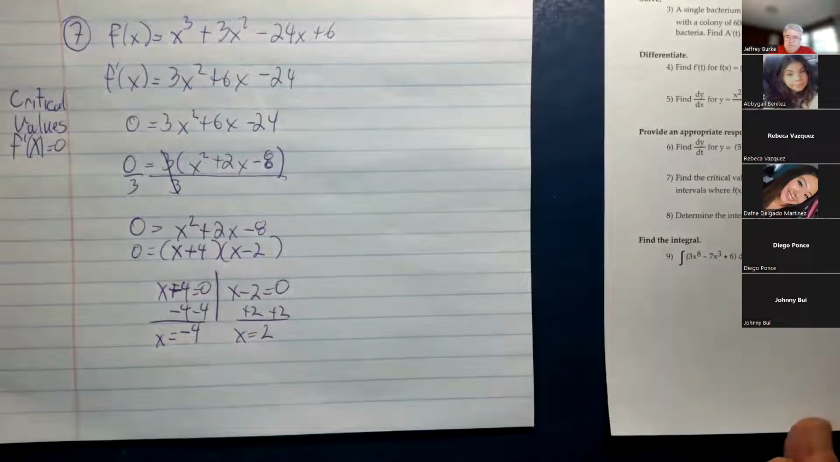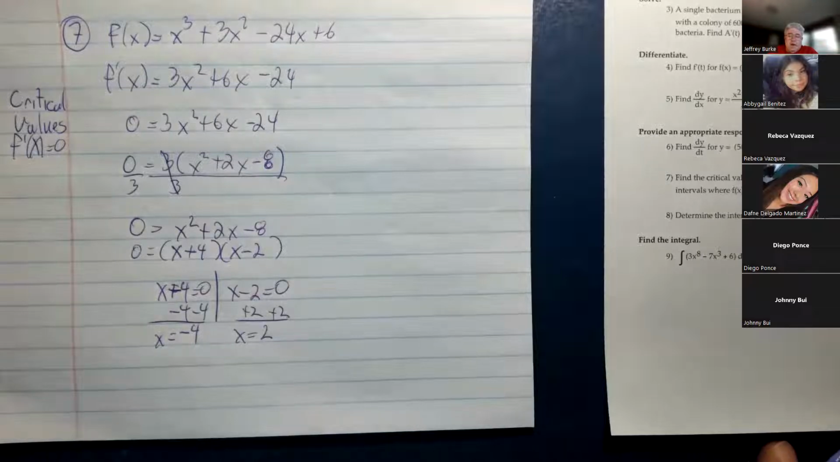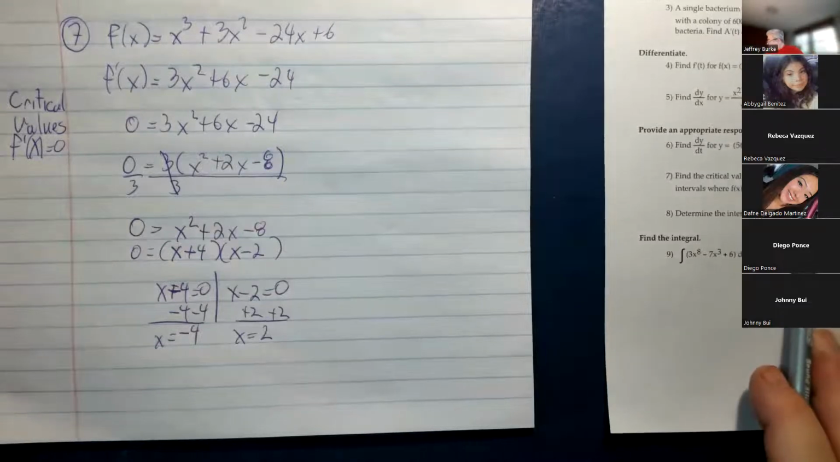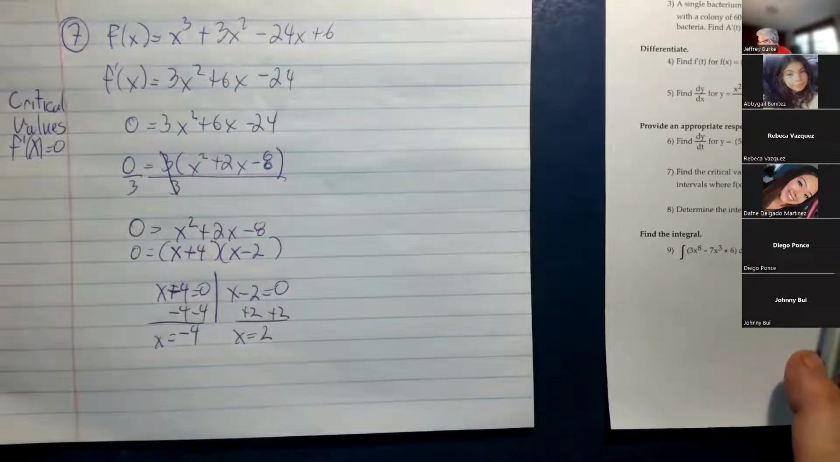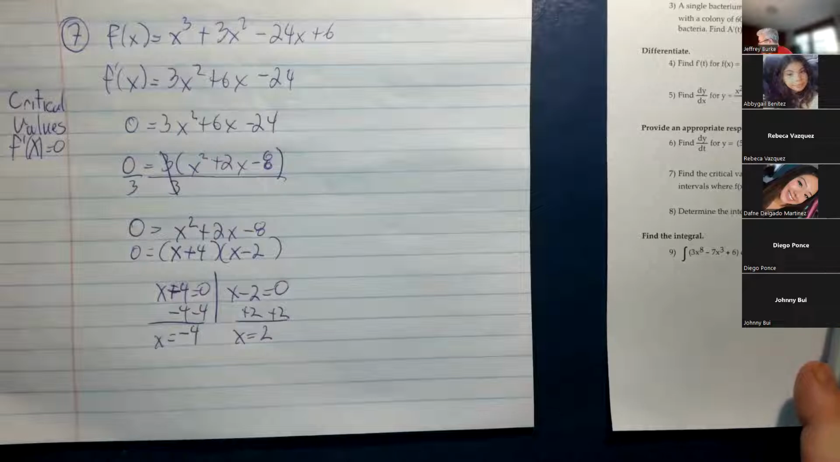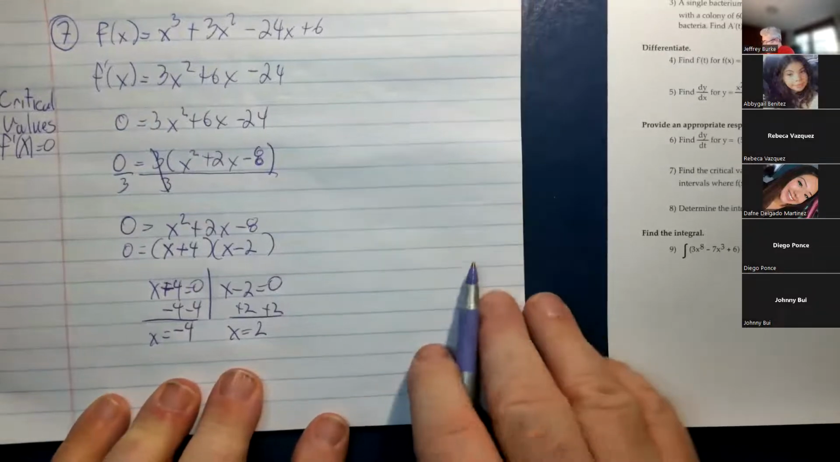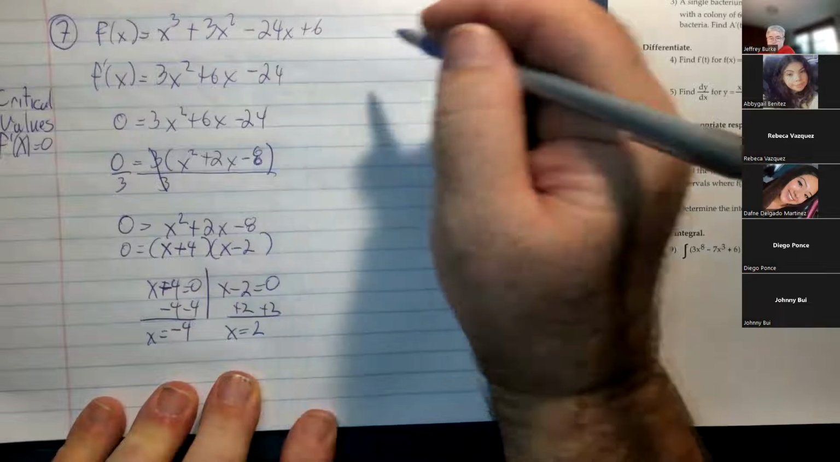Okay, so my critical values, where this graph is either going to top off or bottom off, are going to be negative 4 and 2. Okay, now let's use the critical values to determine the intervals where f of x is increasing and the intervals where it's decreasing. All right. So let's run a first derivative test now.